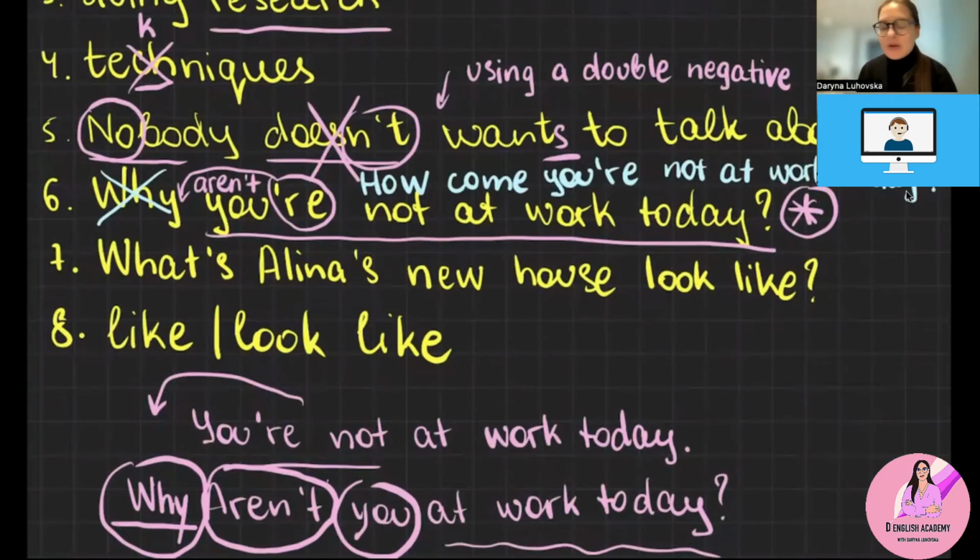Okay. Look at number 7. Is it okay? Alinas, I think you have to spell like S and then... No, why Alina's? Because the house belongs to Alina. What's Alinas house looks like. Okay. Do you think that we need to delete something from this sentence? Okay, let's come back to that.